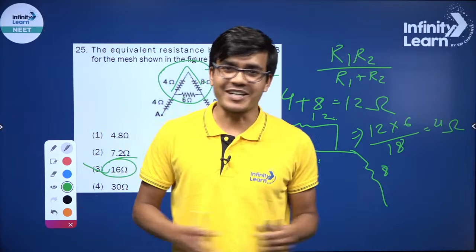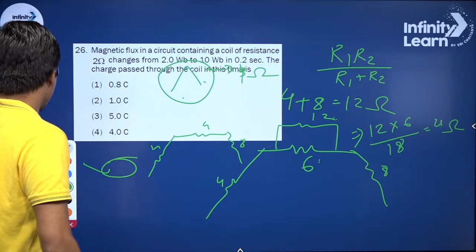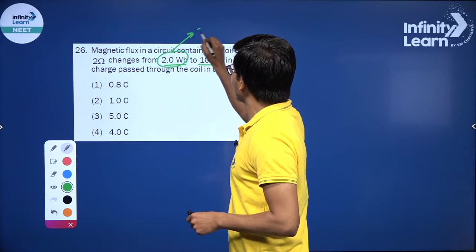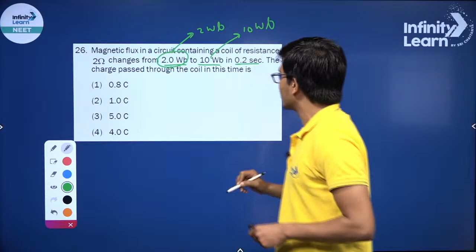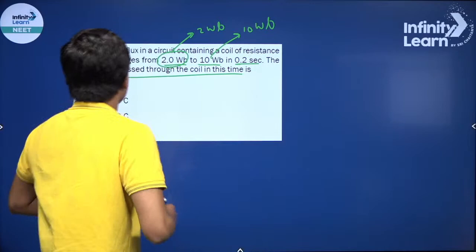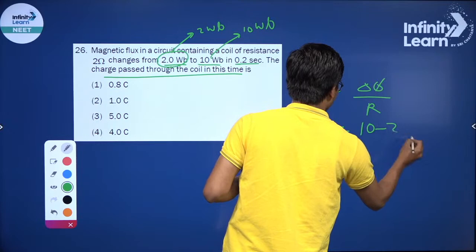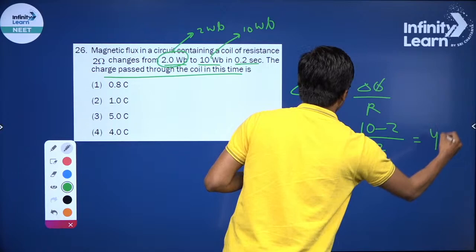So we will discuss the next question, question number 26. This is a question from EMI. You have the magnetic flux, initially 2 weber and finally 10 weber, in 0.2 second, and you need to find what is the charge flown through it. The charge passed through it. And if we want to find the charge, what is the formula? The flux change divided by resistance. And what is the change in flux? That is 10 minus 2 upon resistance, which is given as 2 ohm. So your answer will be 4 coulomb of charge. Very simple question, a direct formula based question from EMI.